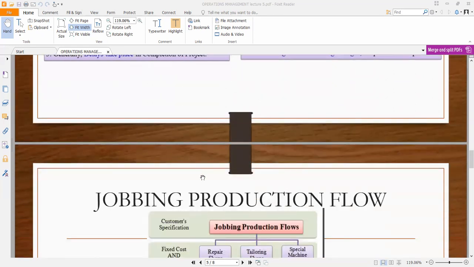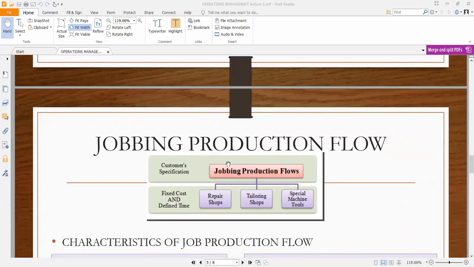So let's look at the second system, which is the jobbing production flow. Here we're talking about customer specification. Somebody has just come to say, "Can you please make this for me?" Let's envision how Rolls Royce attends to clients. This client comes and says, I want my vehicle to be pink, I want my vehicle to be red inside with gold, whatever.